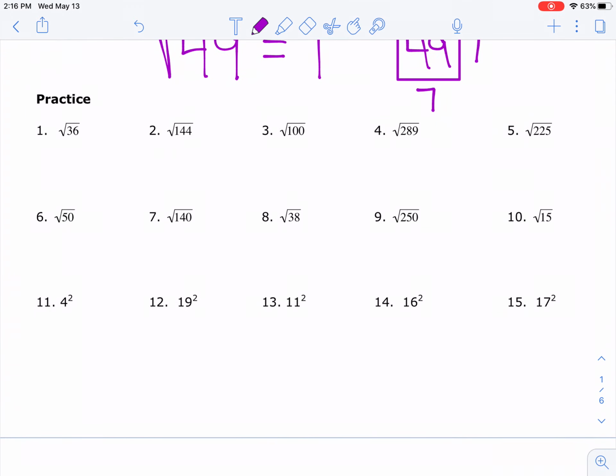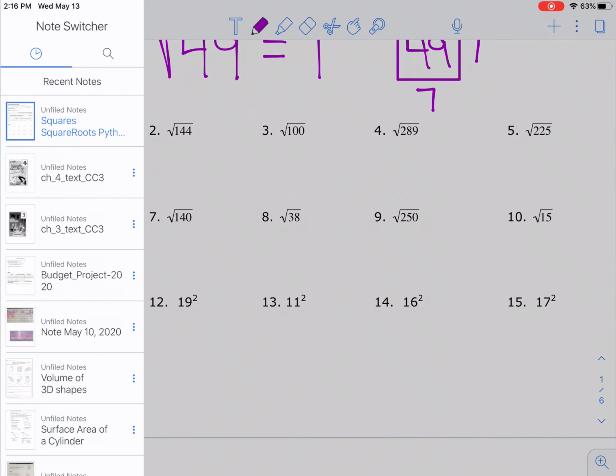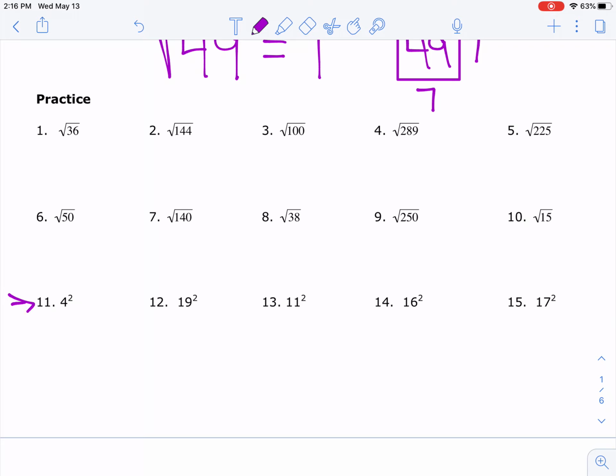So let's practice. On this page, you're going to be doing some squares and some square roots. So this row here, the last row, is your squaring row. So 4 squared is 16, okay? And you should be able to figure out the rest by putting them in your calculator, okay? So square root of 36. What times itself gives you 36? 6. What times itself gives you 144? 12.